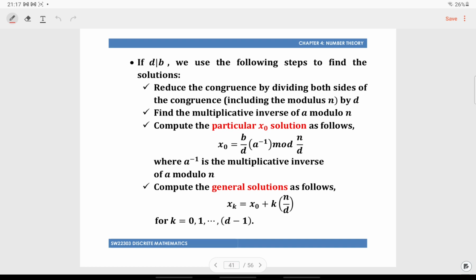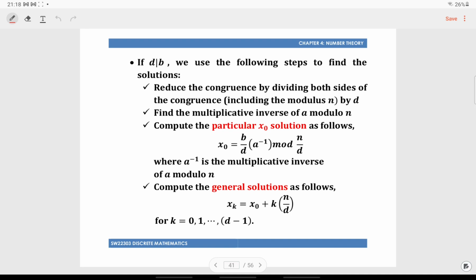The first step is to reduce the congruence by dividing both sides of the congruence, including the modulus N, by D. Just like the LDE, we divide all the values from left to right by the GCD value D. The second step is to find the multiplicative inverse of A modulo N. To find the multiplicative inverse, you can guess. Otherwise, you have to do the extended Euclidean algorithm.